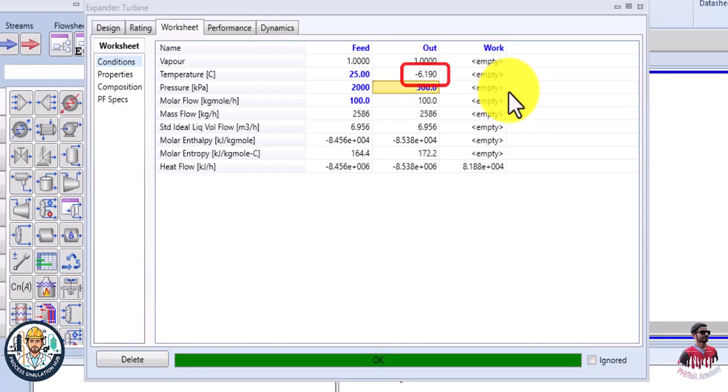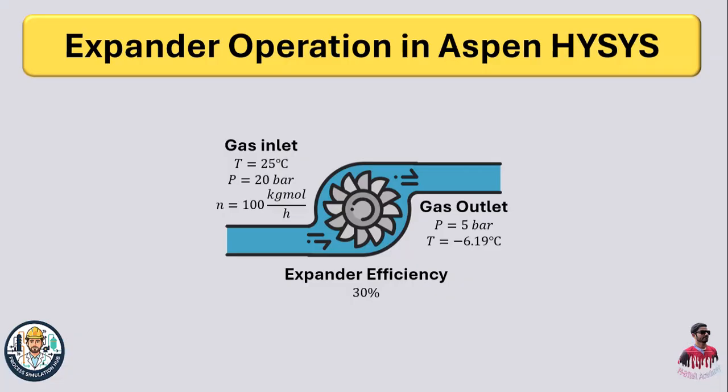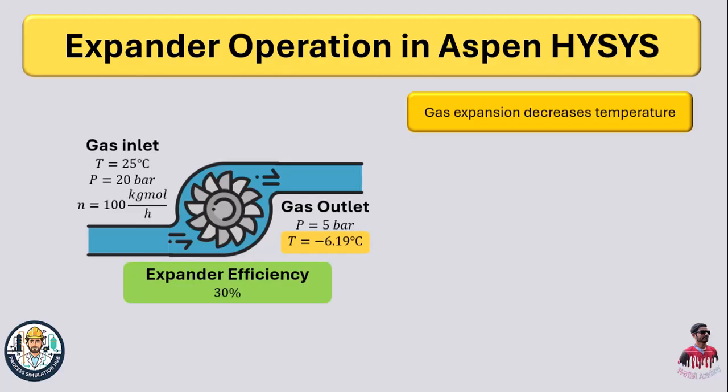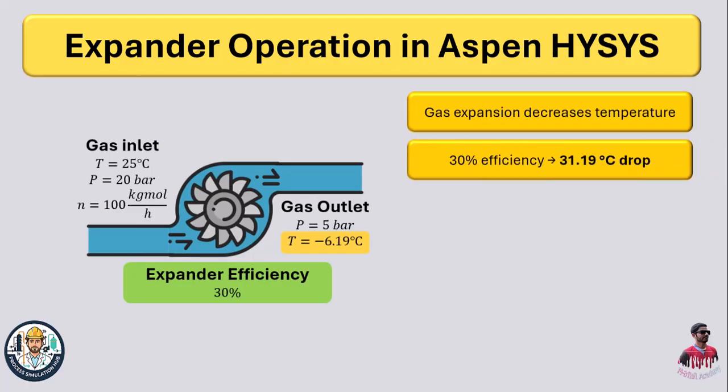The expander's outlet temperature is -6.19 degrees Celsius. In this case, the expander outlet temperature was calculated at 30% efficiency. The result shows that the gas expansion decreases temperature. At this low efficiency, the gas temperature was decreased by 31.19 degrees Celsius.